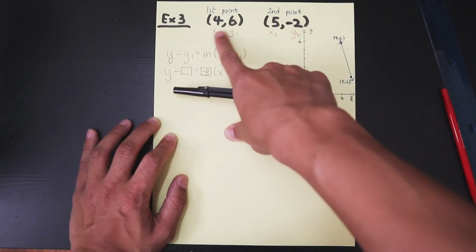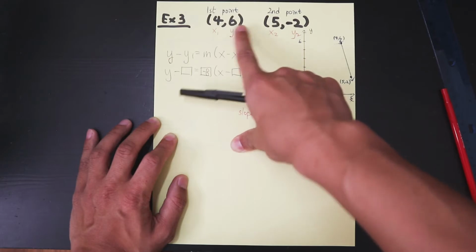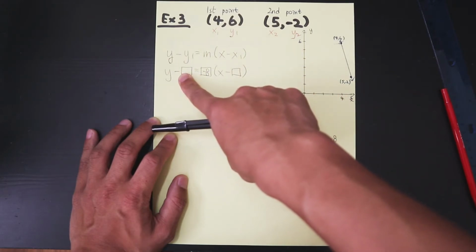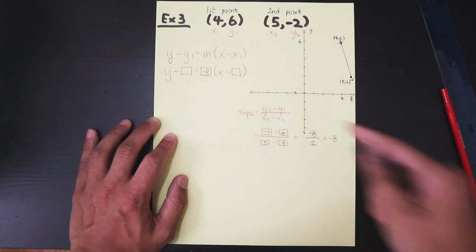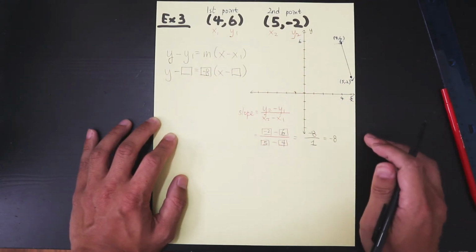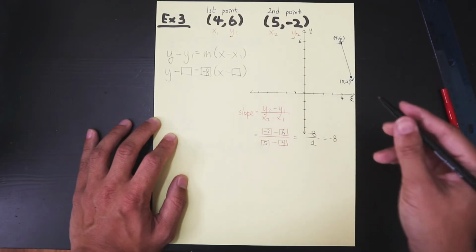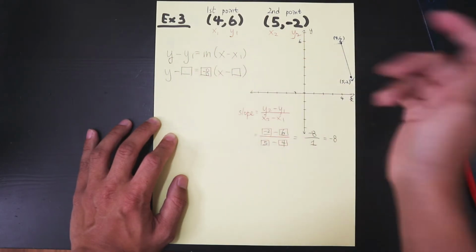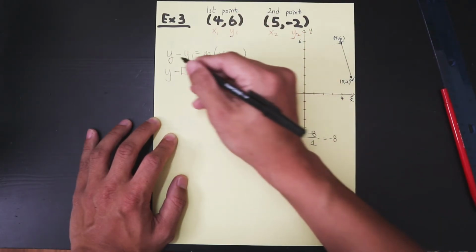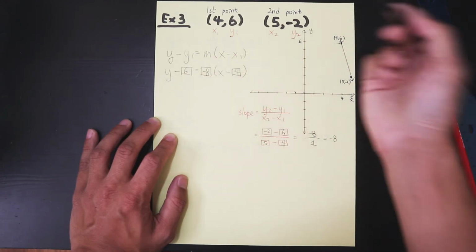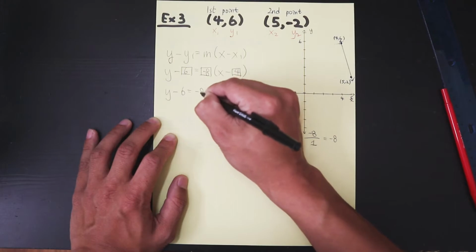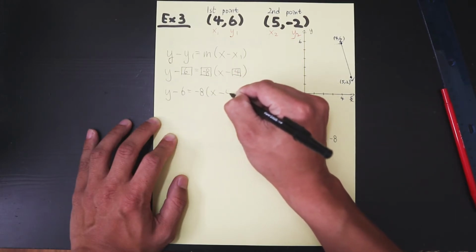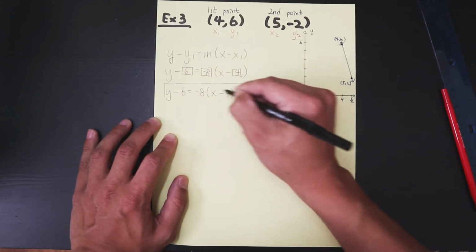If you choose 4 to fill in this box, you have to choose 6 to fill in this box. Likewise, if you choose 5 to fill in this box, then you have to choose -2 to fill in this box. So in this case, there are 2 correct answers for the point slope form. You could plug in either, so let's try the first ordered pair. You could plug in 6 here and then 4 here. So therefore, your equation will be y minus 6 is equal to -8 times x minus 4. That could be your one answer.